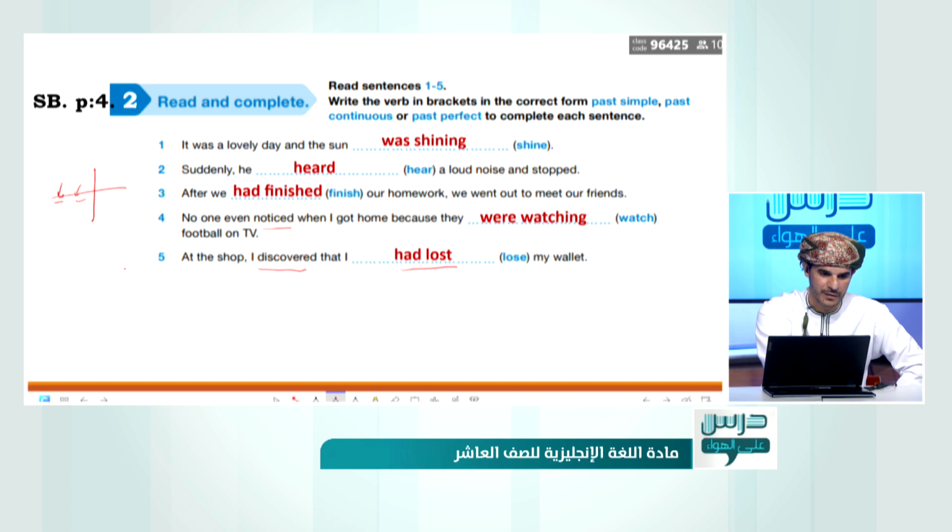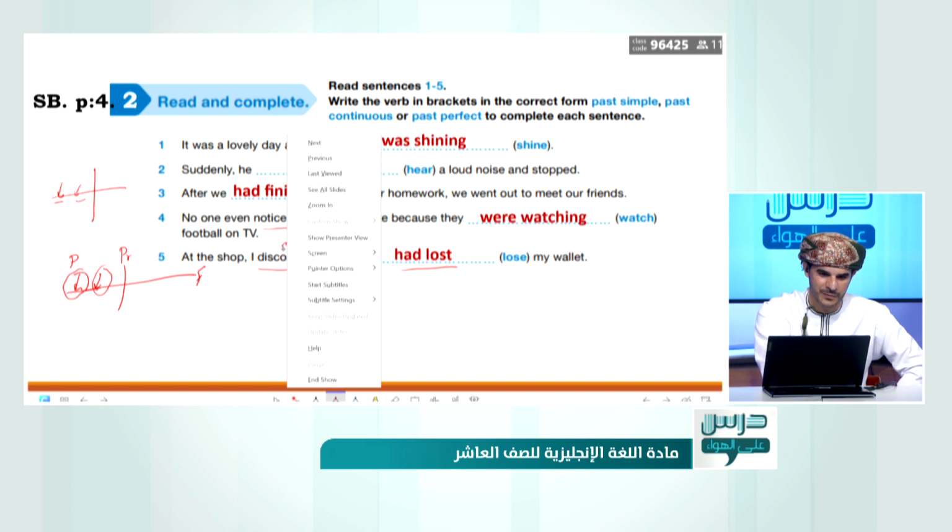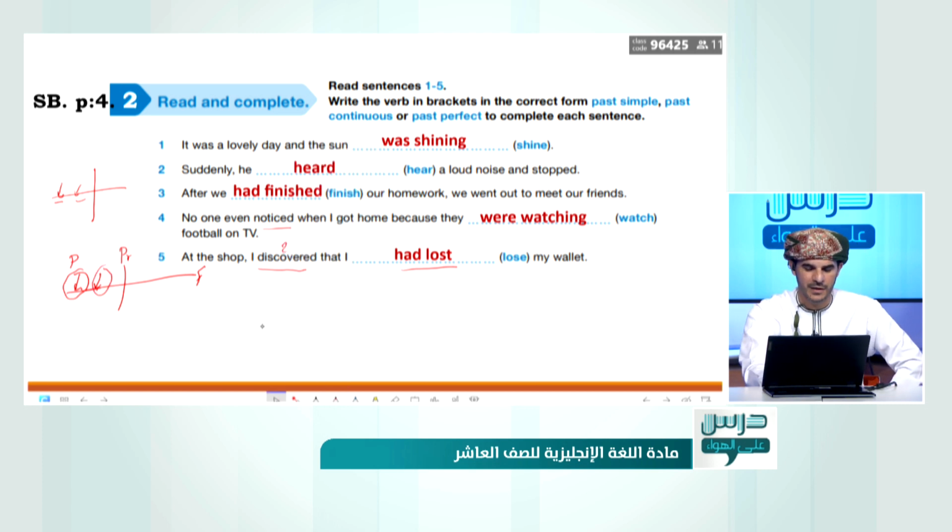So here the present, future, past. Which one? 2 actions. Okay, one before the other. Okay, I had lost, then I discovered. Okay, number 2. So this is number 2. First, I had lost it in my wallet, then I discovered it. Okay, well done, guys.